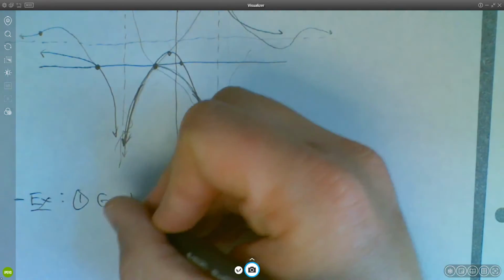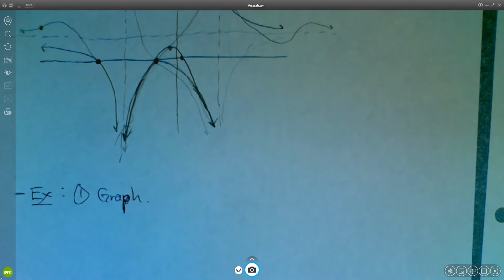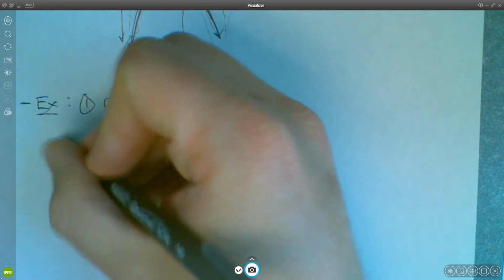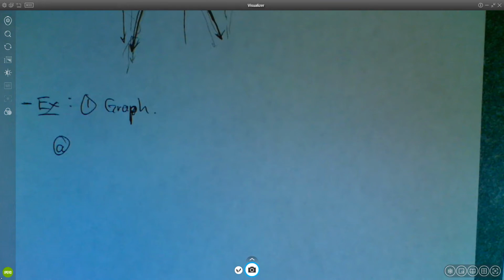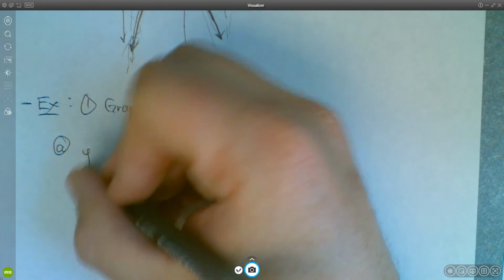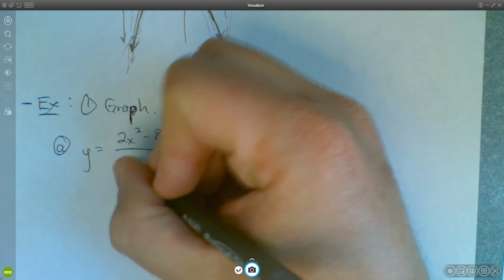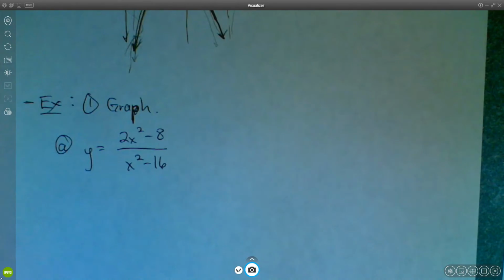And then, of course, there's the idea that, well, someone has to program Desmos, right? So they've got to know about this kind of stuff. Anyway, so let's graph. Let's graph y equals 2x squared minus 8 over x squared minus 16.